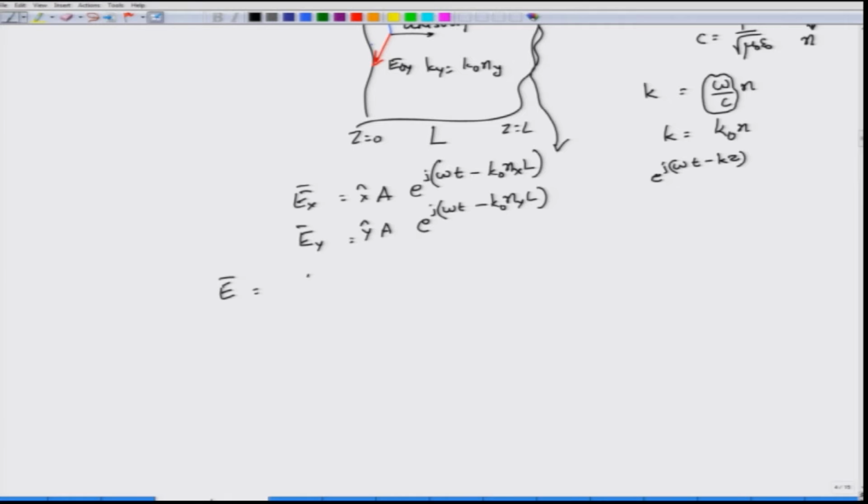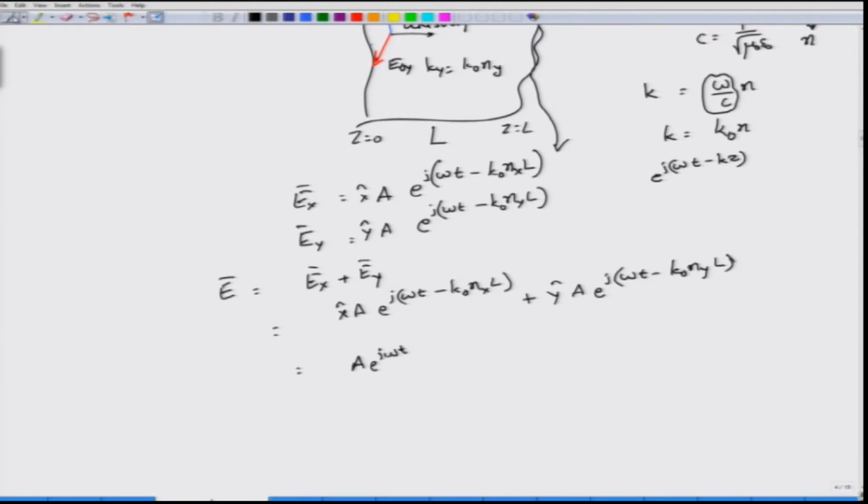The total electric field can be written as Ex plus Ey, which is x hat A e to the power j omega t minus k0 nx L, plus y hat A e to the power j omega t minus k0 ny L. You can take A e to the power j omega t minus k0 nx L as a common factor, and what you are left with is x hat plus y hat e to the power minus j k0 (ny minus nx) L. This term, k0 (ny minus nx) L, will give rise to a phase shift between the two components.